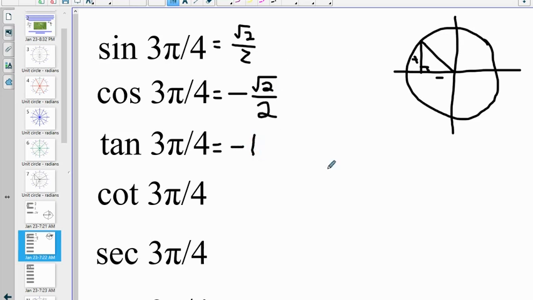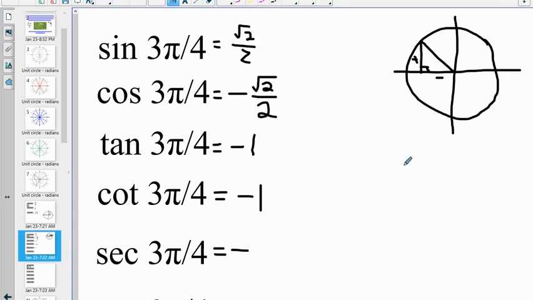We like tangents of 45-degree multiples. Cotangent is the reciprocal of tangent, so no problem there as well. And then for secant and cosecant, let's see, cosine was negative, which means secant will be negative. Sine was positive, so cosecant will be positive.